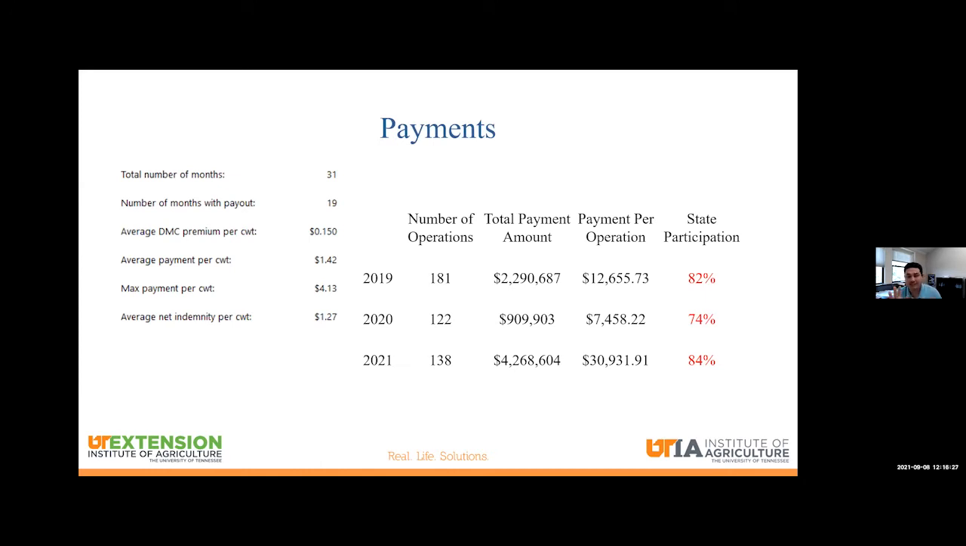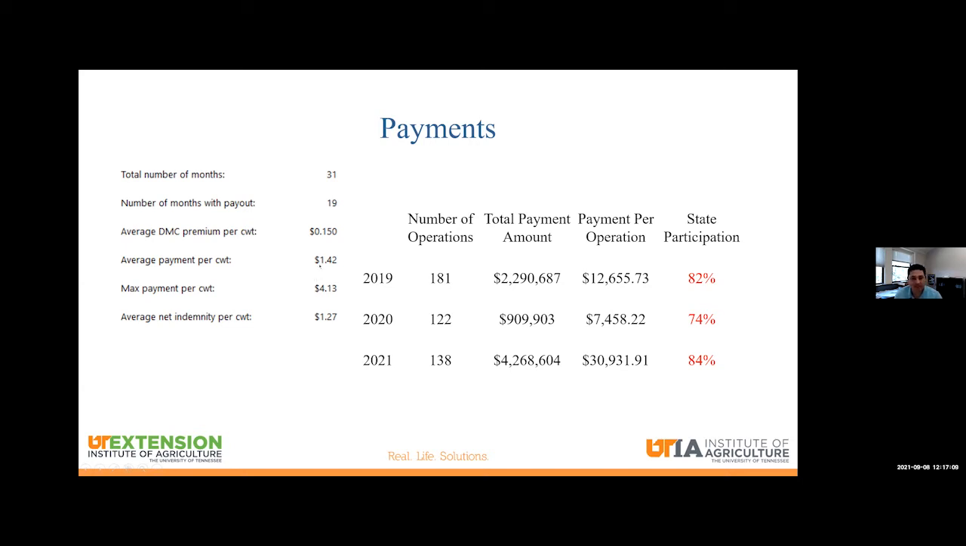Along that same line, it looks like a messy slide, but I'll walk you through it. If we know that, the next question is, okay, how many times does this thing trigger? Because that's going to essentially answer the question, is it worth the cost? Is it worth the risk management component of it? If I'm paying for something, does it give me protection? I pulled this from the DMC website or the decision tool, and I just said, what do the last 31 months look like? Out of the 31 months, the number of months where there was a payout was 19 months. So almost two-thirds of the time there is a payout. And you can see the average premium and all of that.